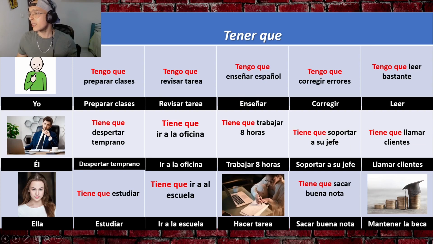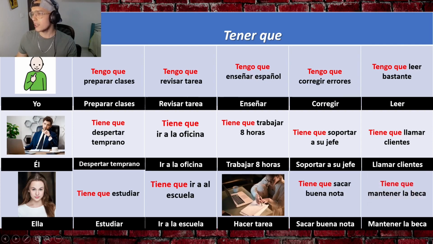Now, let's say that she has to keep or to maintain the scholarship. Now, scholarship in Spanish is the word beca. So, la beca is the scholarship. So, let's say she has to keep the scholarship. Come on, guys. So we say, ella tiene que mantener la beca. Otra vez, ella tiene que mantener la beca.